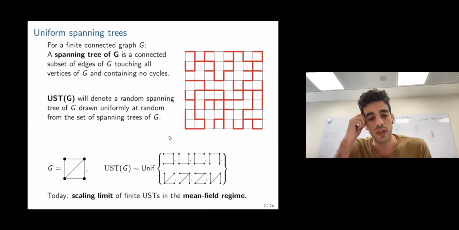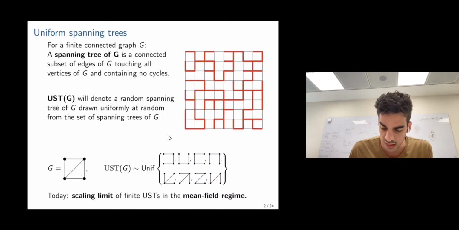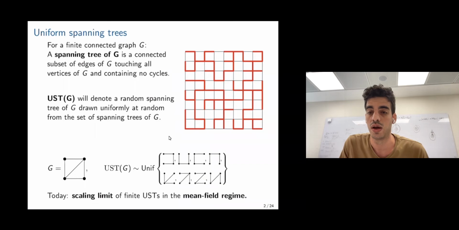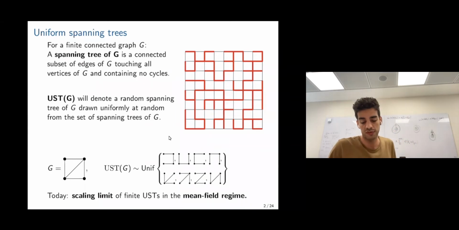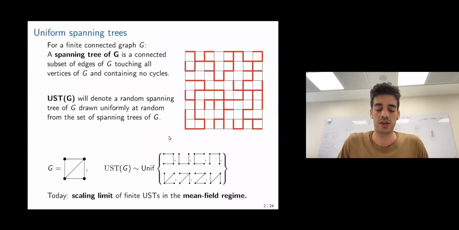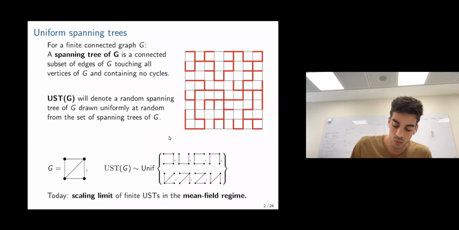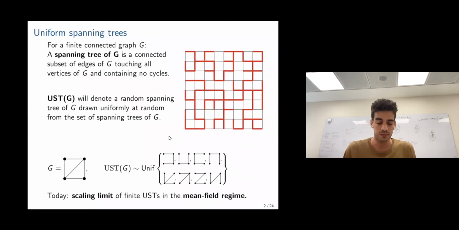So that if G is the graph that we see on the left-hand side, then the UST of G is simply the uniform measure over this set of its 8 spanning trees. And today we'll be discussing scaling limits of finite USTs, meaning we'll take a sequence of graphs, of finite graphs, Gn, with a number of vertices tending to infinity. We'll scale the distances somehow after taking the UST of such graphs, and we will hope to find a limiting object eventually. And we'll do so in the mean field regime.